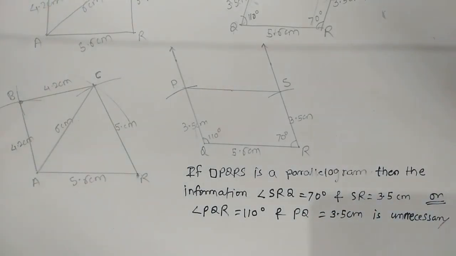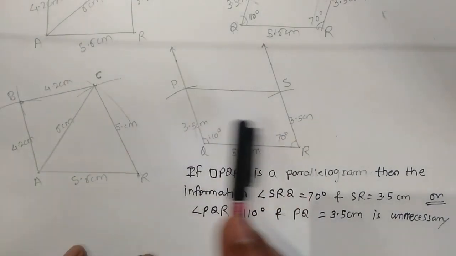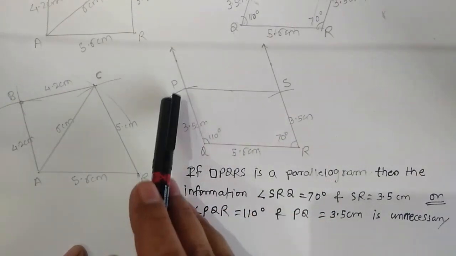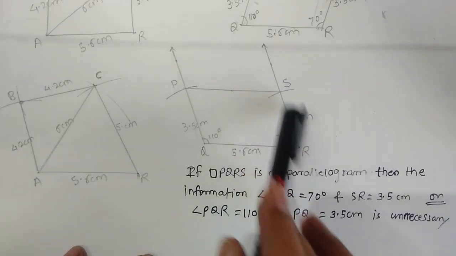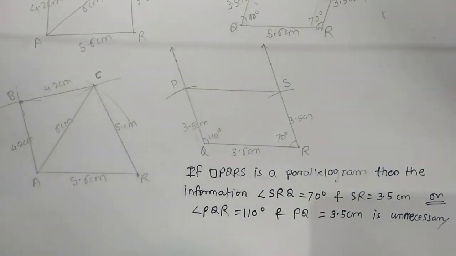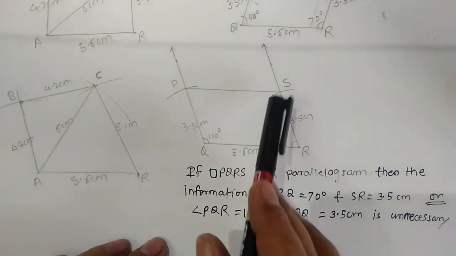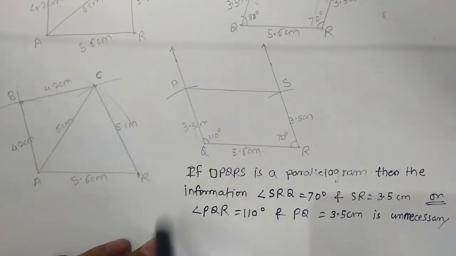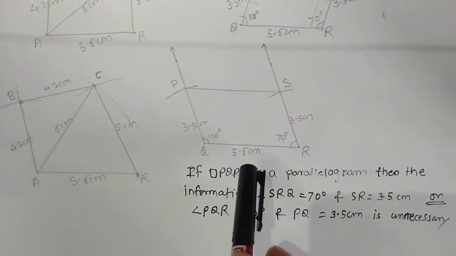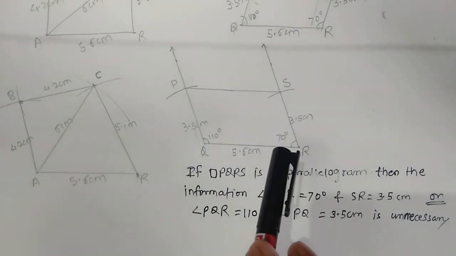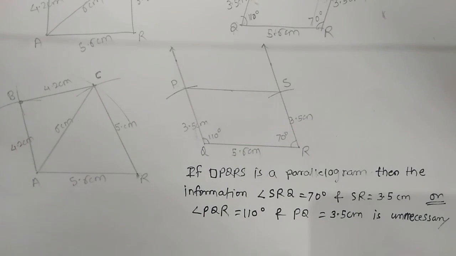Understood? Very simple. Because we know that in a parallelogram, the opposite sides are congruent. If the side PQ is given, then no need to give the length of SR. And we know that opposite angles are congruent in the parallelogram. Then to construct the parallelogram, only one measure of only one angle is enough.